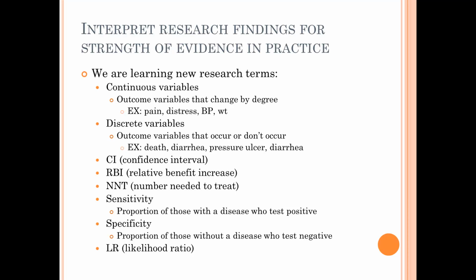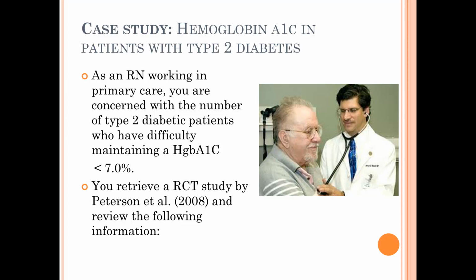So if you're giving a test maybe for TB, how many people are testing positive and they really are, versus how many will test positive and they're not? So that's sensitivity and specificity. And likelihood ratio is another one that you might see.